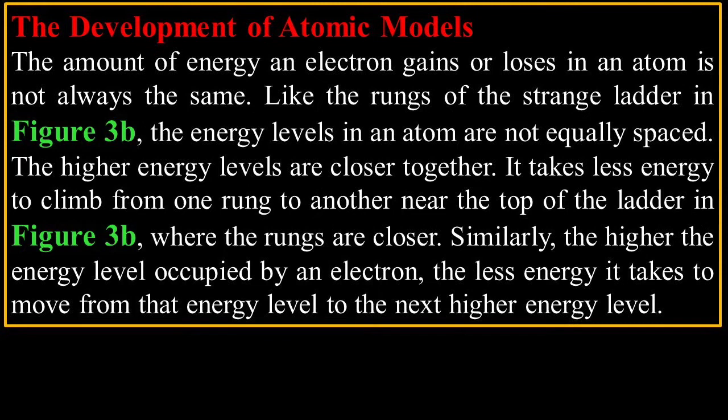The amount of energy an electron gains or loses in an atom is not always the same. Like the rungs of the strange ladder in figure 3b, the energy levels in an atom are not equally spaced. The higher energy levels are closer together. It takes less energy to climb from one rung to another near the top of the ladder in figure 3b, where the rungs are closer together. Similarly, the higher the energy level occupied by an atom, the less energy it takes to move from that energy level to the next higher energy level.